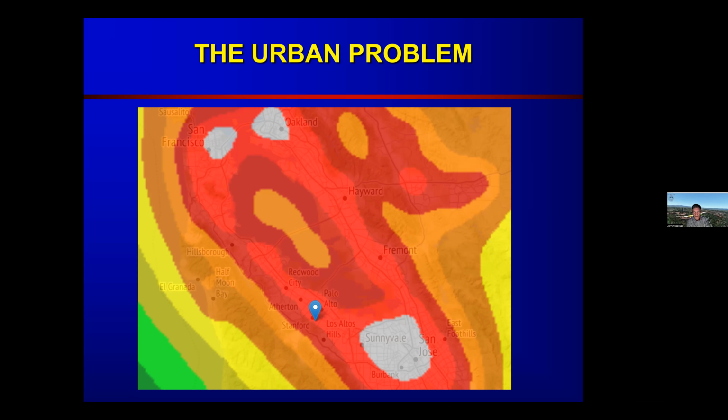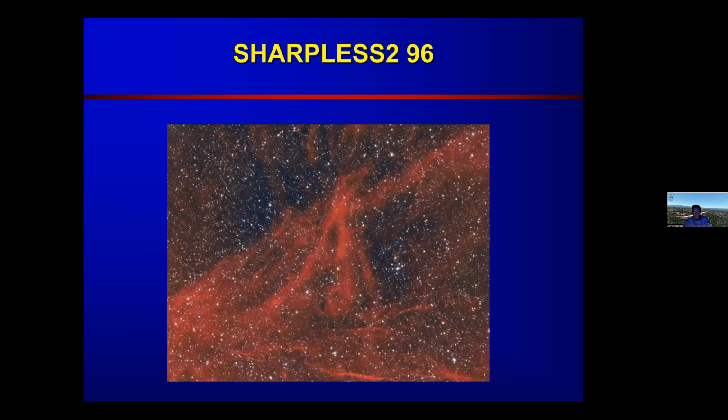So the first slide is the urban problem. This is the light pollution that we have. San Jose is the white spot down at the bottom. But Palo Alto, where I live, is not good, where that little spot is. And so it is a problem for us to try to do astrophotography in this kind of setting. And my solution initially, when I started with this, was to do narrow band imaging.